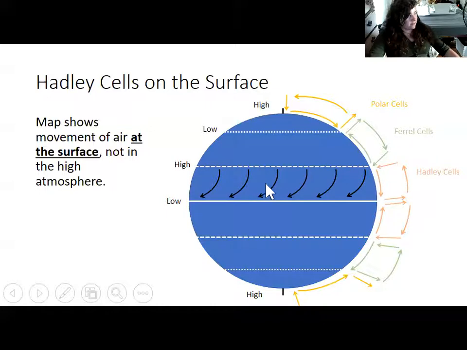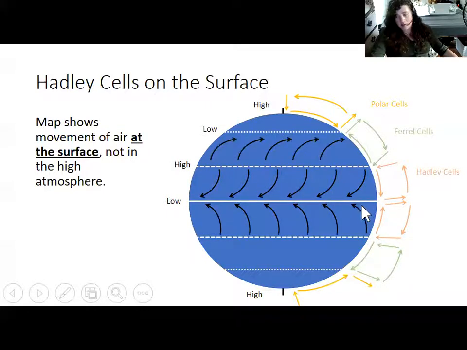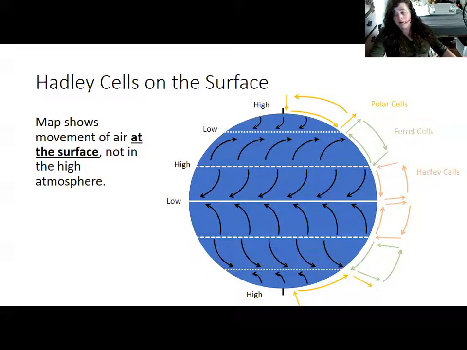Now, the lines here actually showing the surface movement are curved, and that is a result of the Coriolis effect and Earth's spinning. And Earth's spinning causes projectiles, including masses of air, to not travel in a straight path, but rather to be deflected slightly, because different latitudes spin at different rates because Earth is more or less a sphere. We'll talk more about that on an upcoming slide and also in next class.